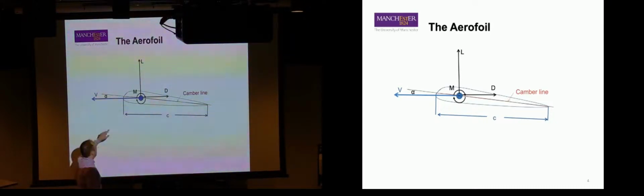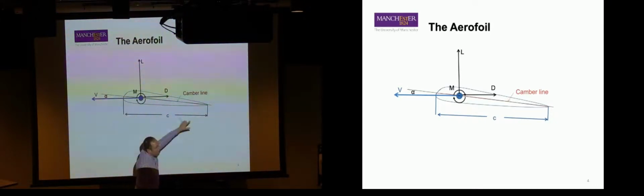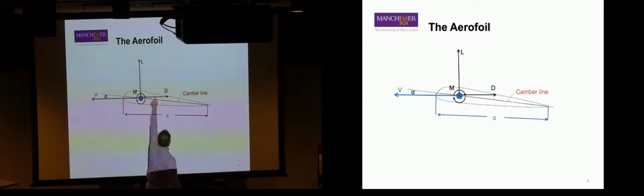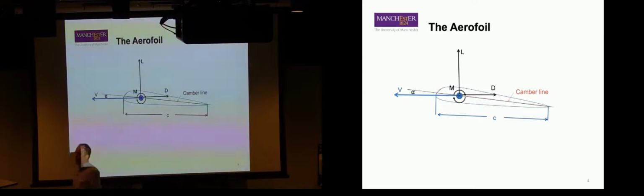The camber line, which is generally curved, is that mean point between the upper and lower surface. It describes the shape of our airfoil. If the camber line is a straight line, what type of airfoil do we have? Yes? Symmetrical. We have a symmetric airfoil. If the camber line is curved like that, we have a standard positive camber airfoil. If it's curved the other way, it would be negative camber.